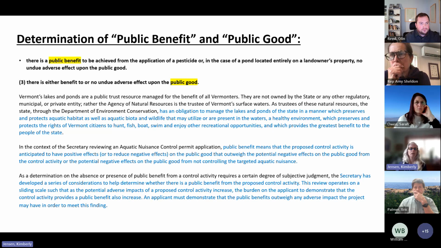So just calling out again that we are entrusted with Vermont's water bodies through DEC, and we have an obligation to manage the lakes and ponds, which preserves and protects aquatic habitat, as well as aquatic biota and wildlife, and so on and so forth. So we do consider these charges in the permit. And so I just wanted to note that we understand what our role is when we're looking at public good and public benefit.